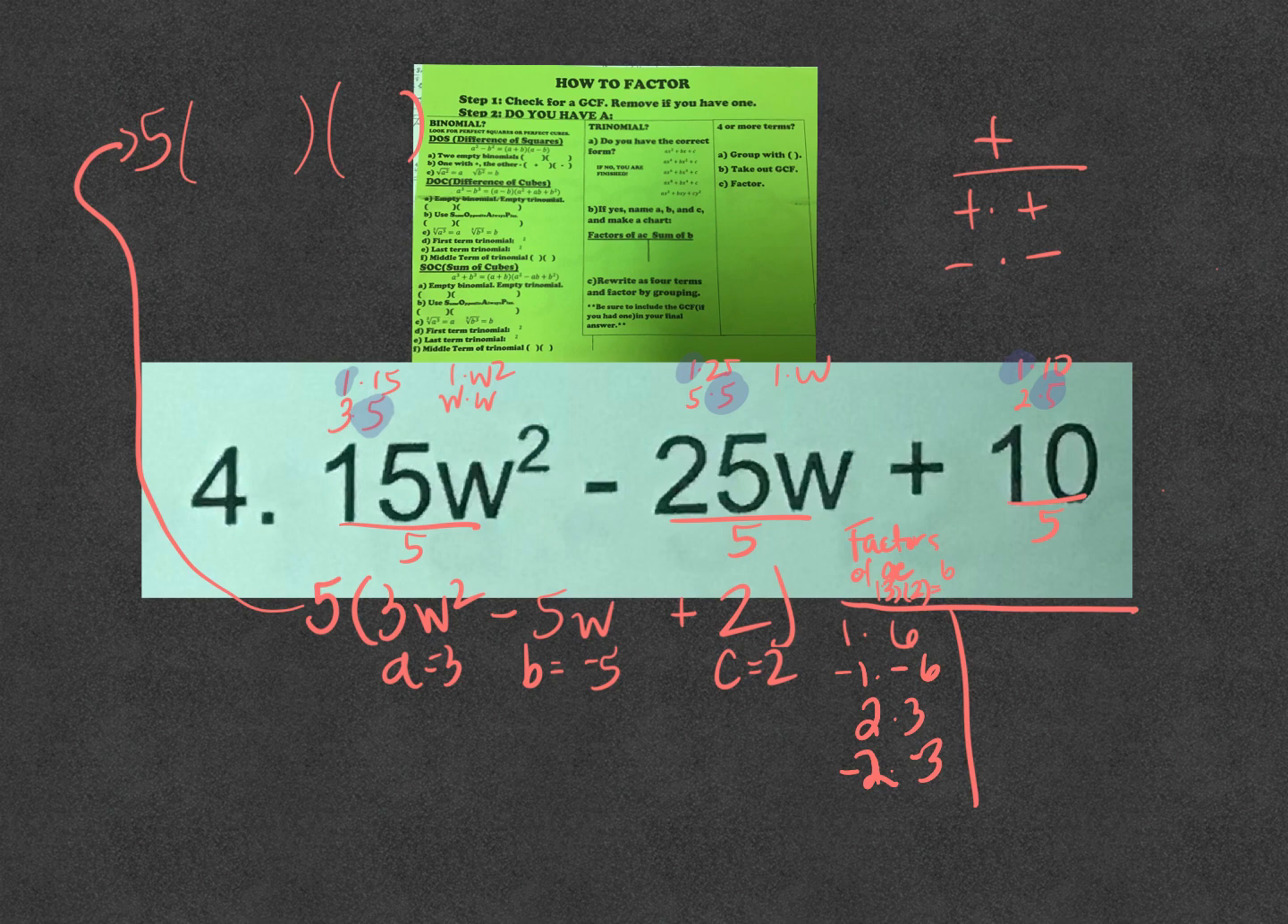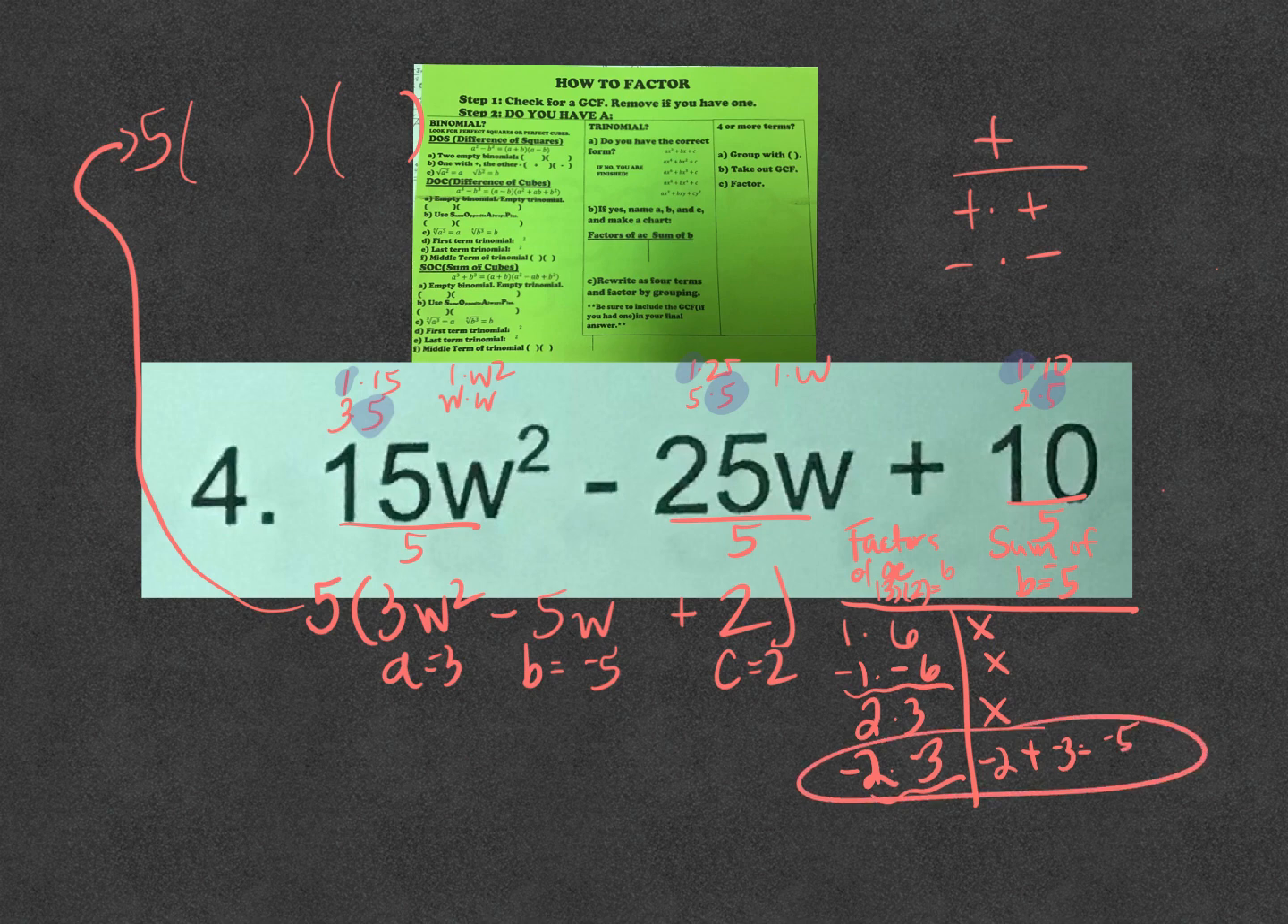If I were to add, which is what we're going to do next, the sum must be B, and B is negative 5. If I were to add a positive and a positive, that gives me a positive. So only these two are possibilities. If I add negative 1 and negative 6, I get negative 7, but negative 2 plus negative 3 is negative 5. So this is the one that works.